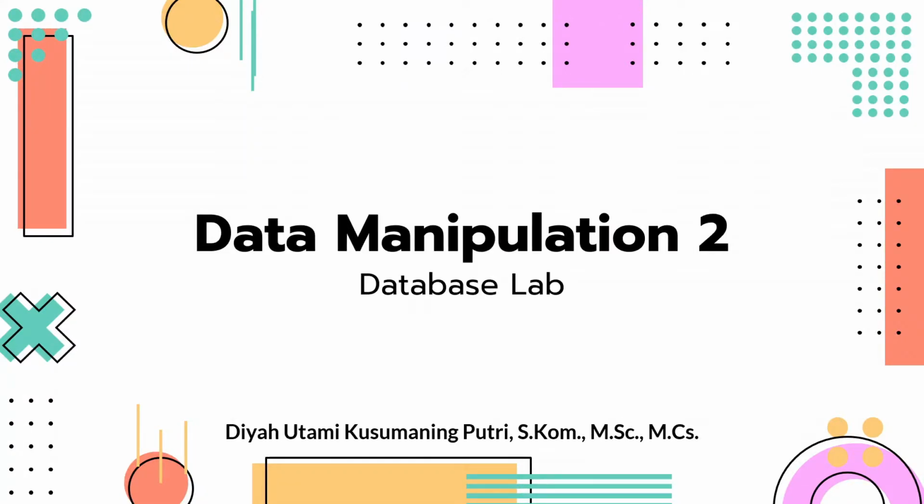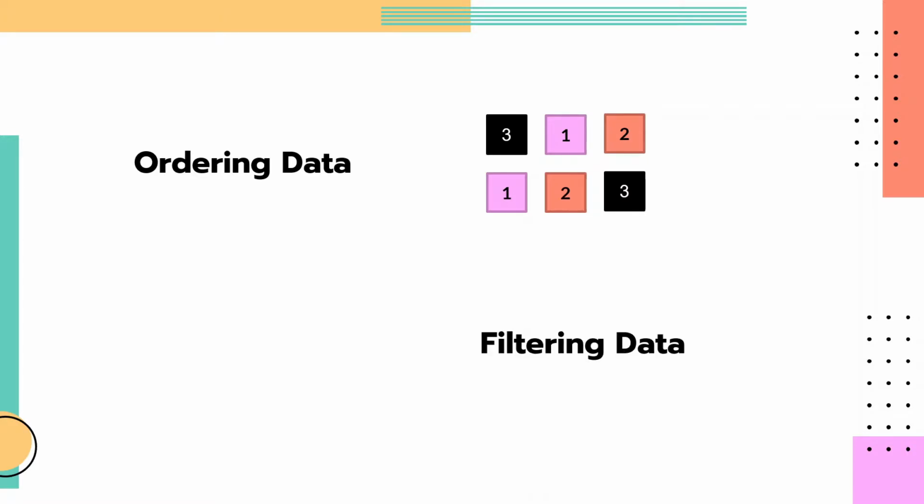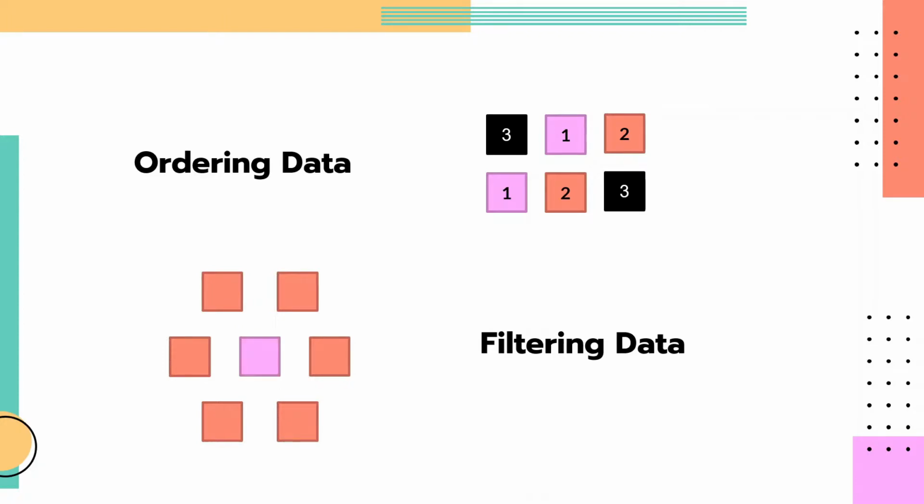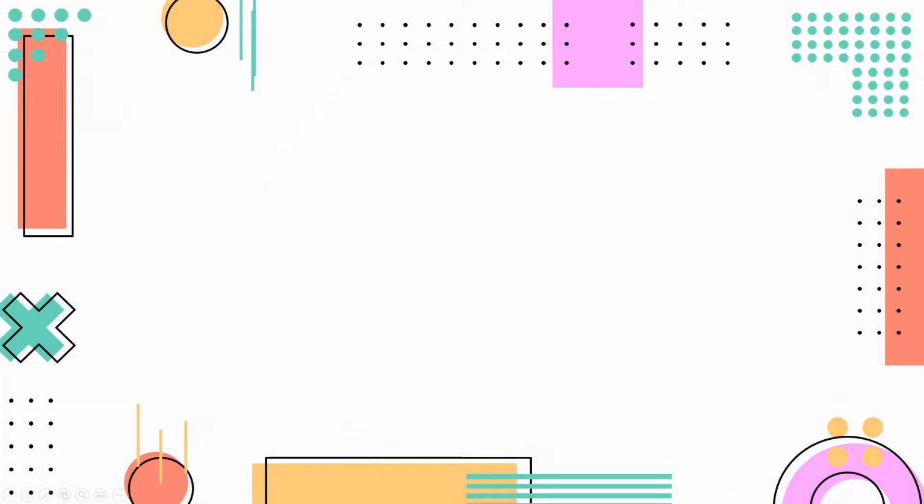In this video, I will explain about data manipulation language part 2. This video will focus on discussing several operators that can be used for ordering data, and then we continue our discussion about several operators that can be used for filtering the data. First, we will discuss ordering data.